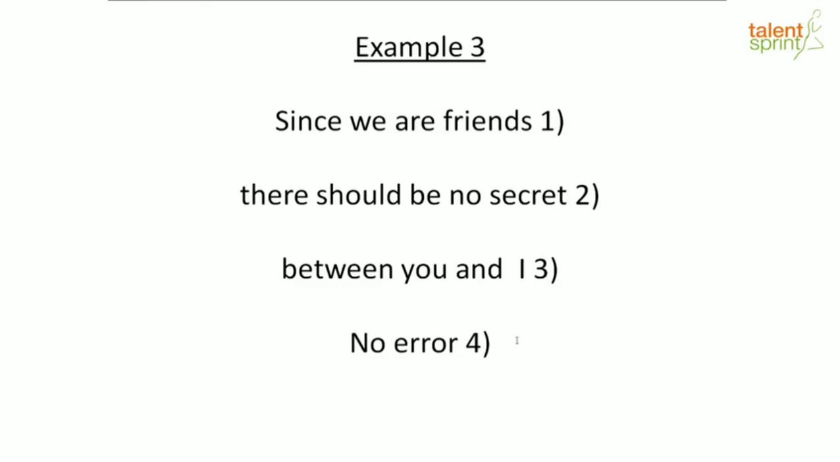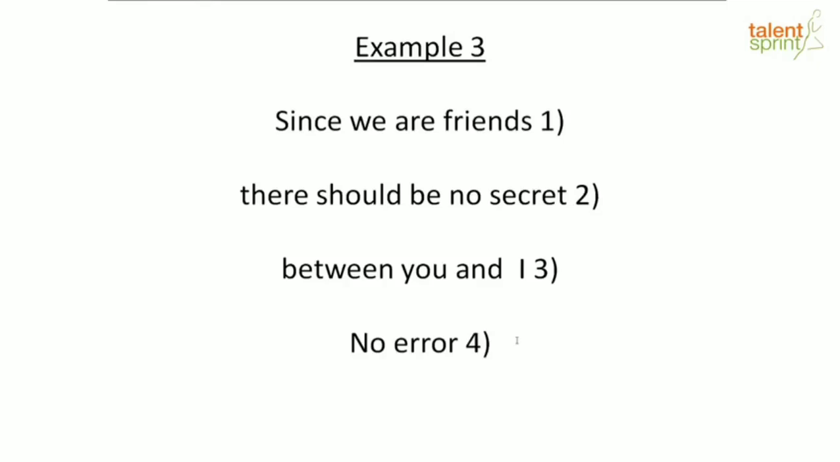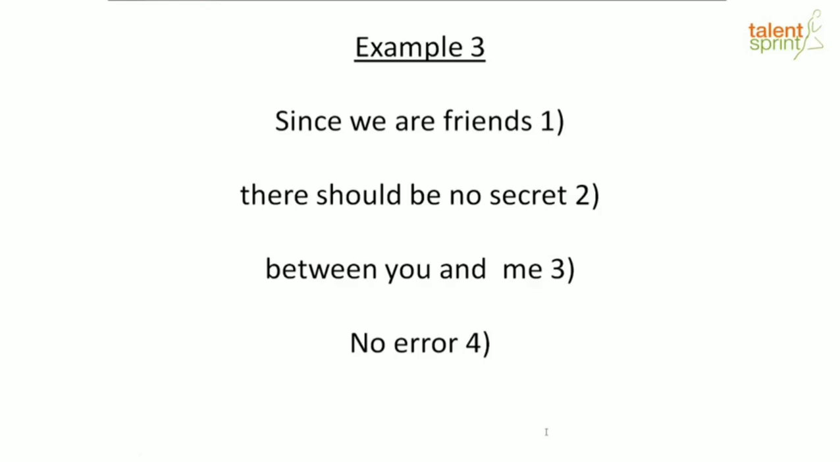Let's fall back on our example. I play tennis, Sheila helped me. I is in the subject place, me is in the object place. So here I have you and I, which is in the object place, but what has to be substituted or replaced? I, because I always comes in the subject place and not in the object place. So since we are friends, there should be no secret between you and me.